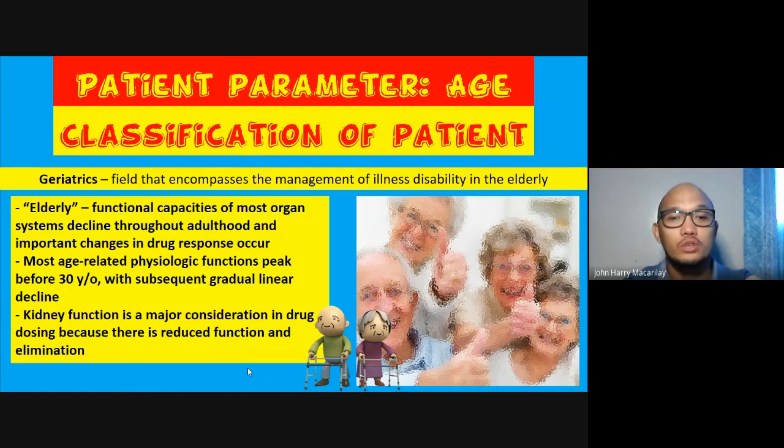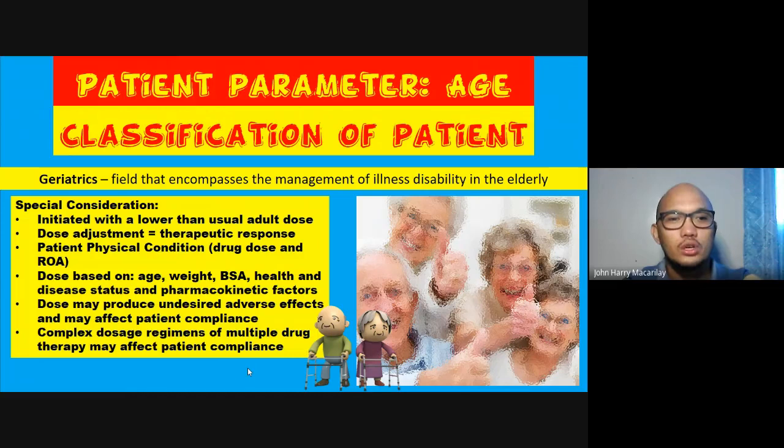Most age-related physiologic functions peak before 30 years old with subsequent gradual linear decline. This gradual linear decline is estimated to be 1% each year after 30 years old. And then kidney function is a major consideration in drug dosing because of reduced function in elimination. The function of the kidney is responsible for excretion and elimination. So if there is a problem with the kidney, it can cause accumulation, because the drug will undergo reabsorption instead of excretion. So it can cause again accumulation and toxicity.